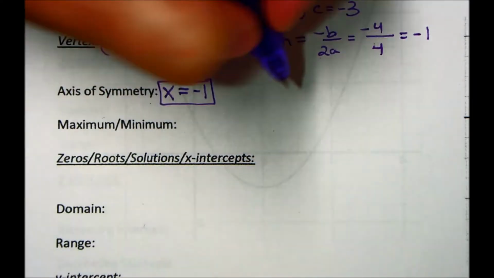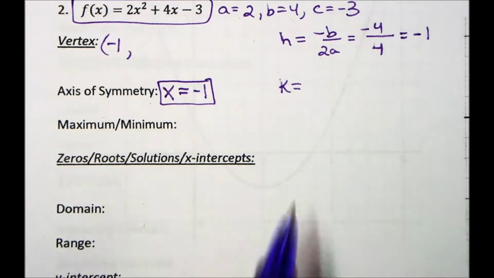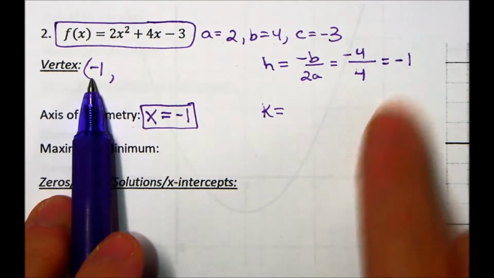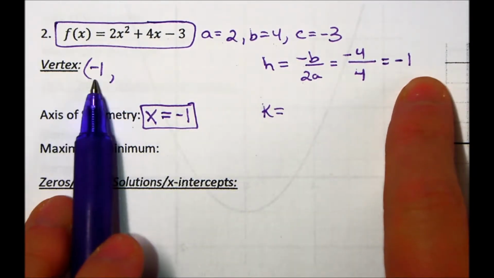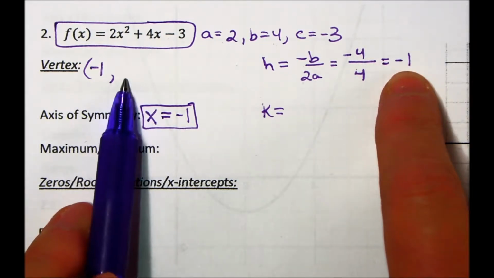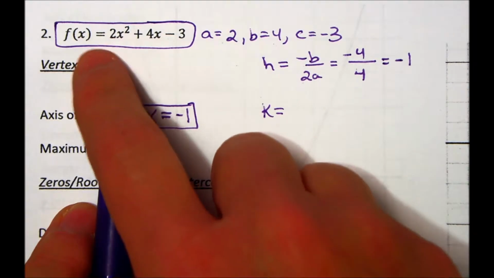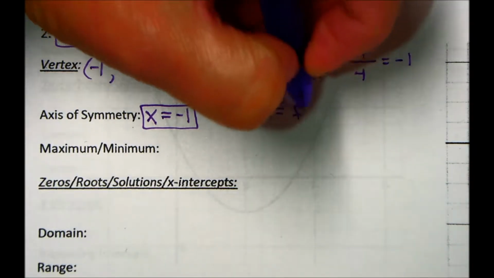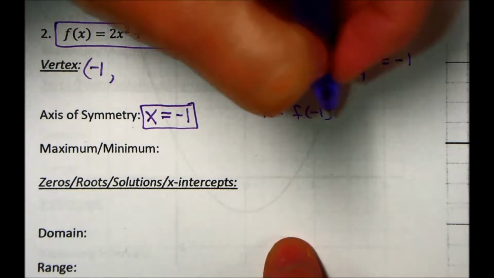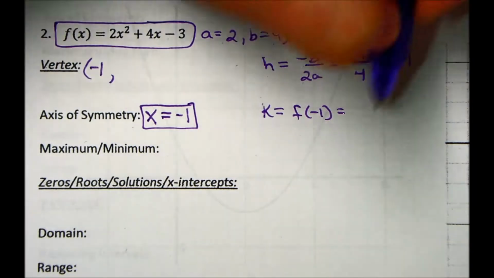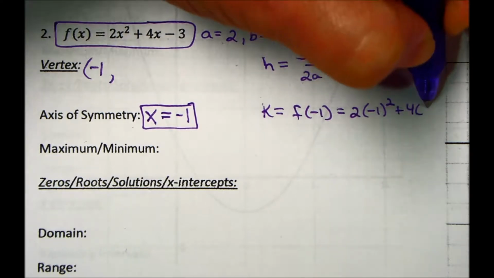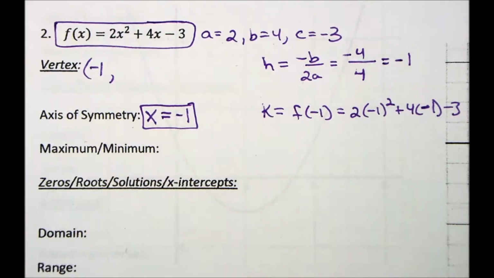Now, in order to find k algebraically, we need to take that value that we got for h, which is the x-coordinate of the vertex. So even though we call it h, it is an x-coordinate, so it is an x value. To find the y value that corresponds with it, we need to substitute -1 into the function. So we call it f of -1, which means the function with an input value of -1. So take this equation, 2 times -1 squared plus 4 times -1 minus 3.